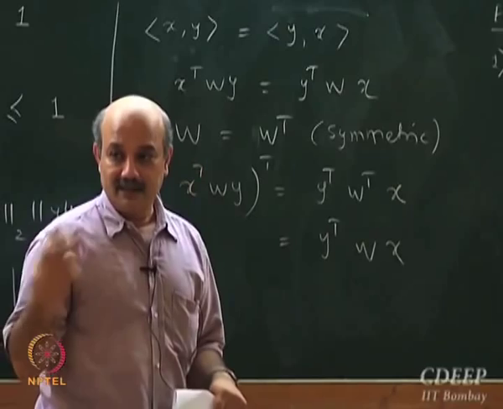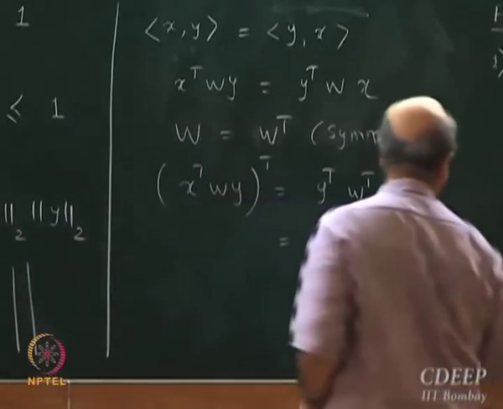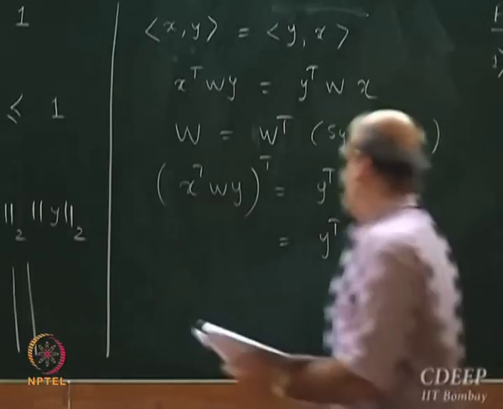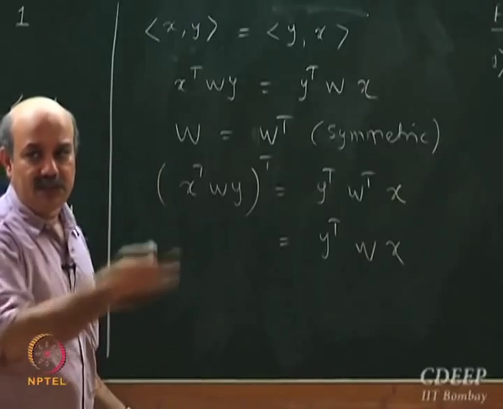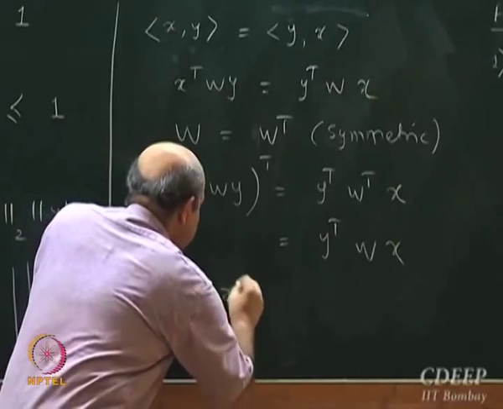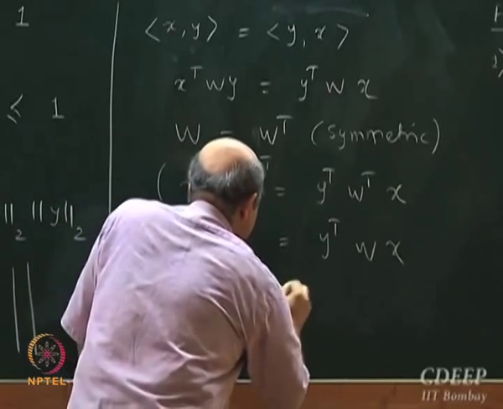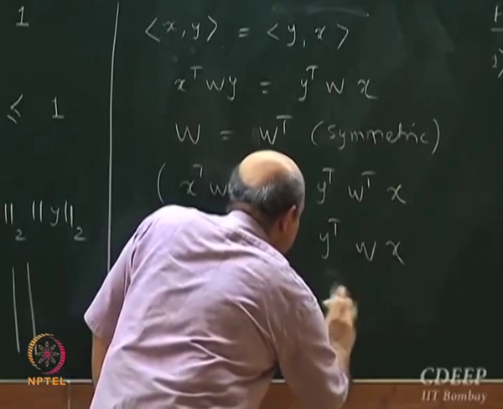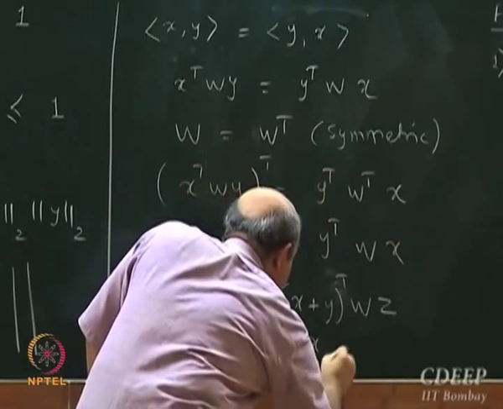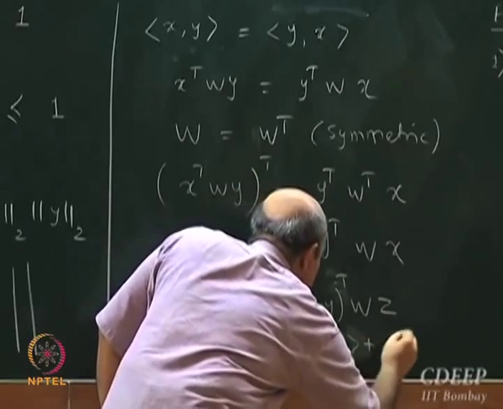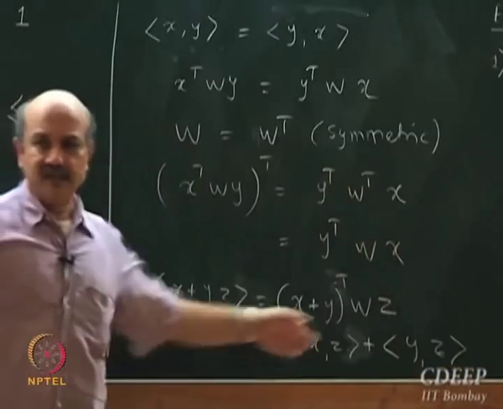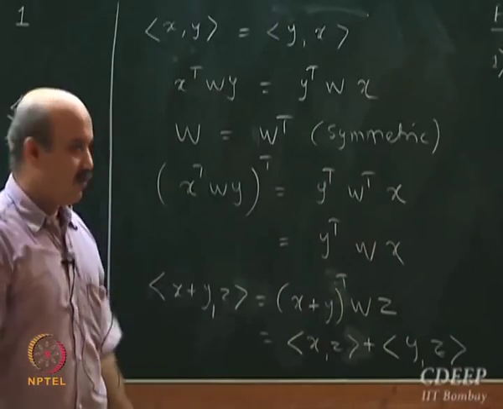Lambda times x, what will happen? What is the next property? I think x plus y, the second property, distribution, is very obvious. You don't have to prove this. (x plus y, z) is equal to (x plus y) transpose Wz, which is nothing but (x, z) plus (y, z). It just follows, very simple. What is the third thing?